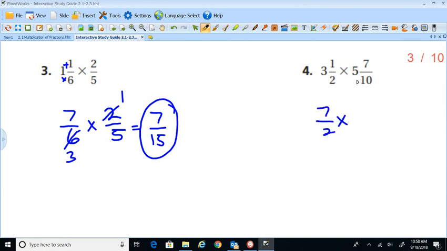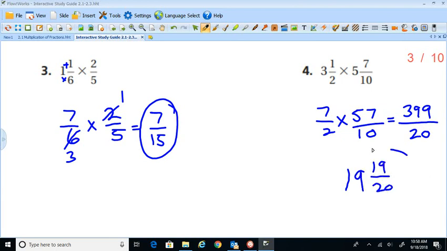Number 4, 3 1/2, that becomes 7 halves. And 5 and 7/10 becomes 57 over 10. See if you can cross simplify. Unfortunately here we cannot. So 57 times 7, 350 and 49 would be 399. And 2 times 10 is 20. And 399 divided by 20. I know 20 times 20 is 400, so I know it's going to be 19 20s, which is 380, which leaves me with 19 20ths left over. So 19 and 19/20ths.